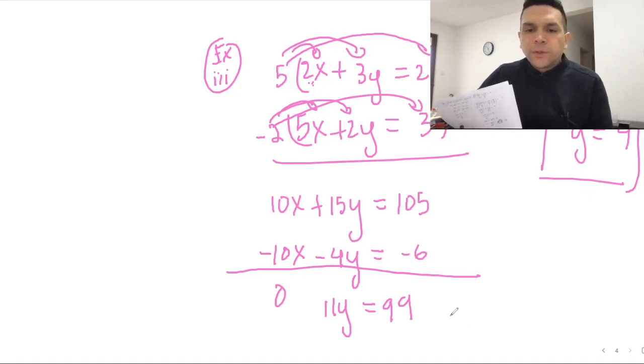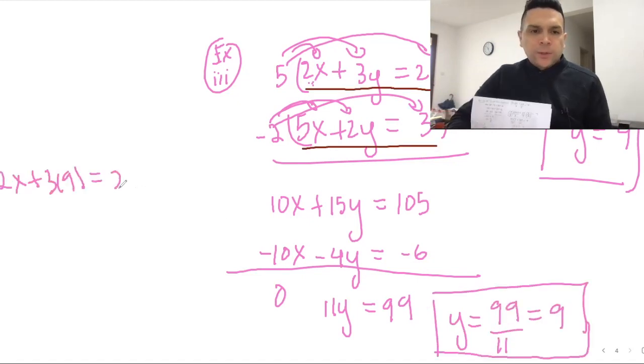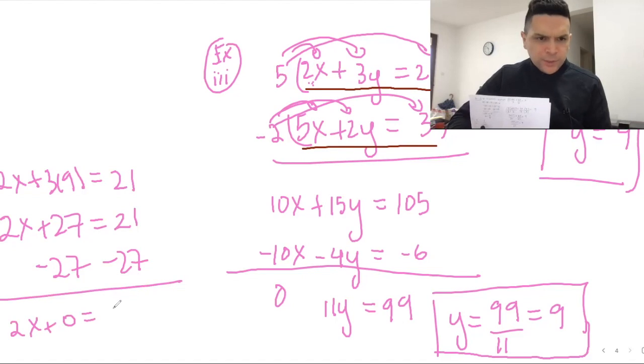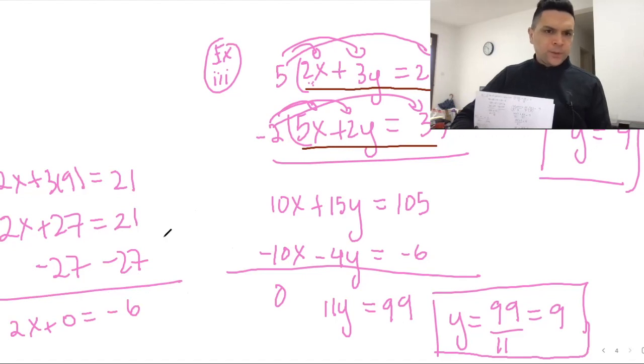So this y equals 99 divided by 11, which equals 21. So this would be 2x plus 27 equals 21, right? Then I subtract 27. All right, so that'll be 2x plus 0 equals -6. And then x equals -6 divided by 2, and that is -3. And then I got the same answer.